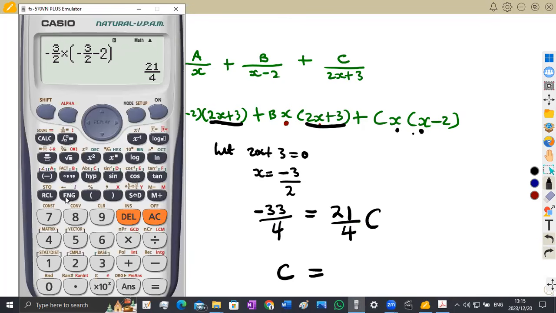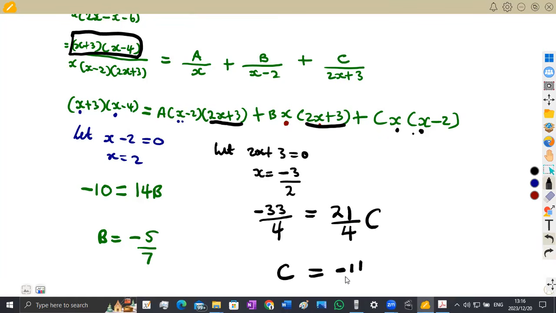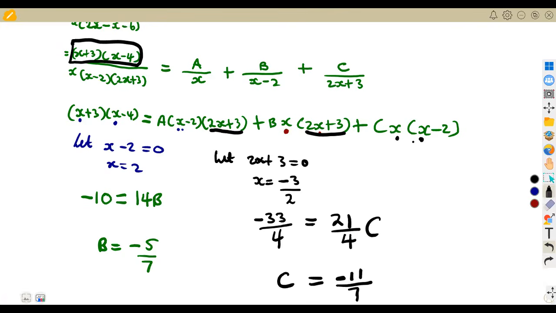So it's minus 33 over 4, divided by the answer that we got, which is 21 over 4 in the previous case. It's going to be minus 11 over 7. So that's minus 11 over 7. This is the value of C.